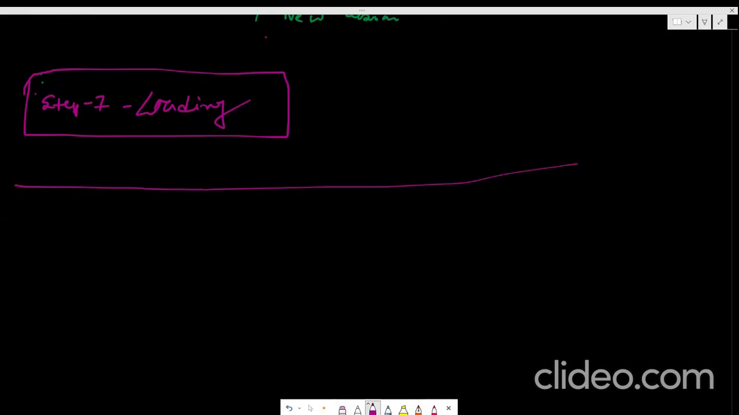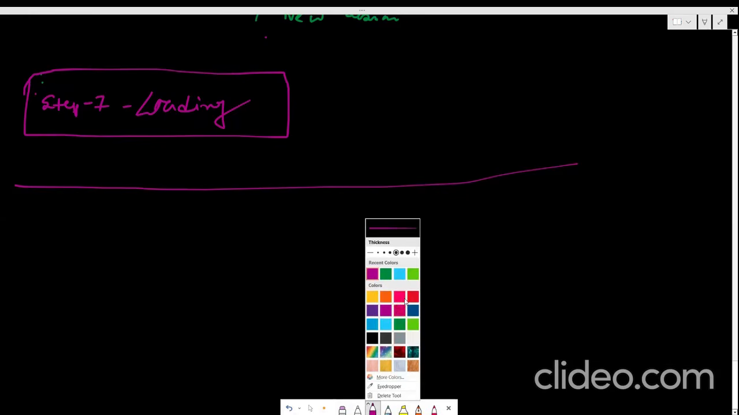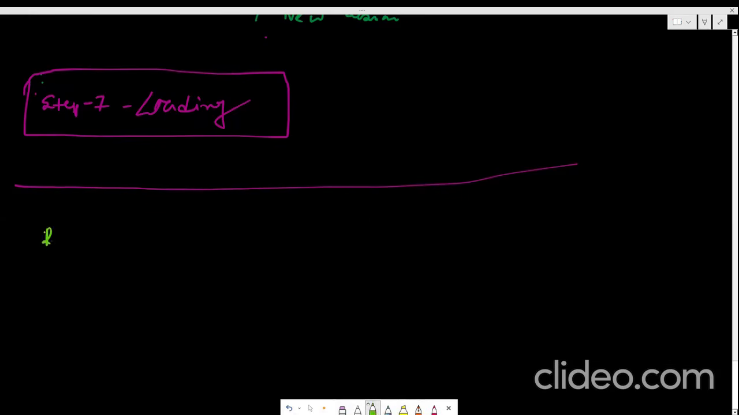Now we will compare one thing. What can we compare? We will compare the real-time versus the batch ETL. Batch ETL. Okay.